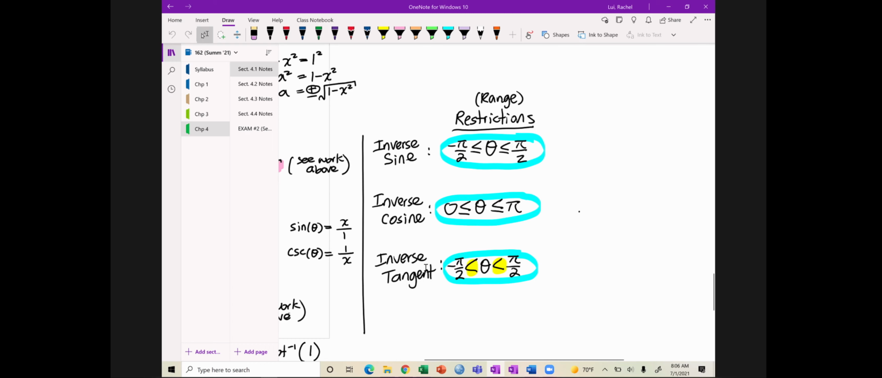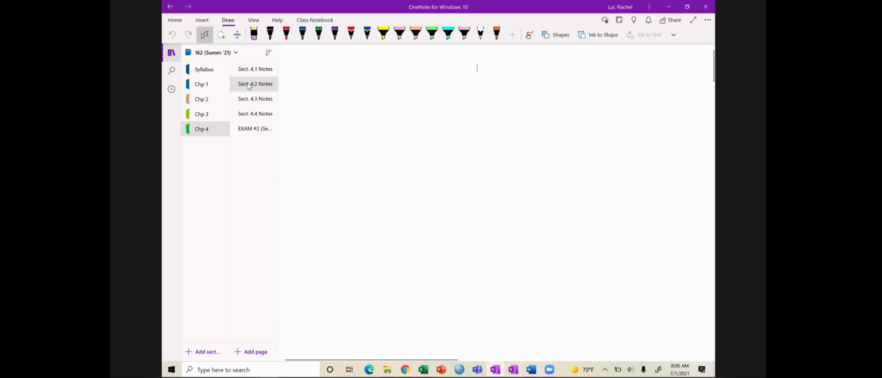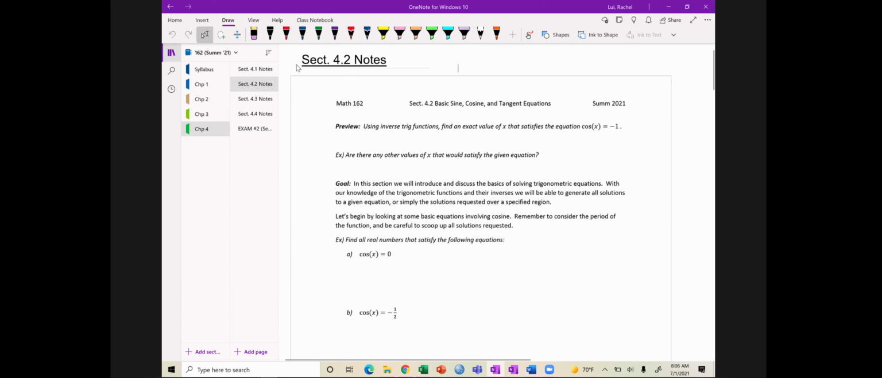Learning about inverse trig functions has prepared us to solve trigonometric equations. Okay, so let's go ahead and start in 4.2.